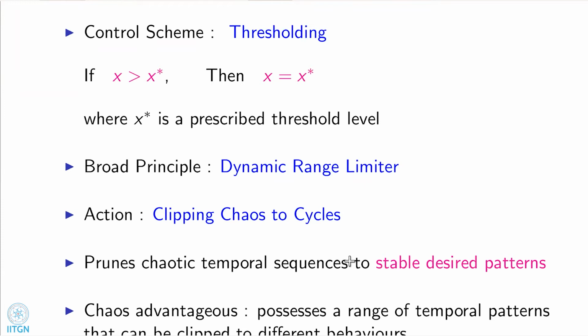The thing would be a dynamical range limiter. So it had a dynamical range. I snipped the range a little. Okay. Now the question is, does this gain us anything? You've done this. It's so simple. And the action though is drastic.